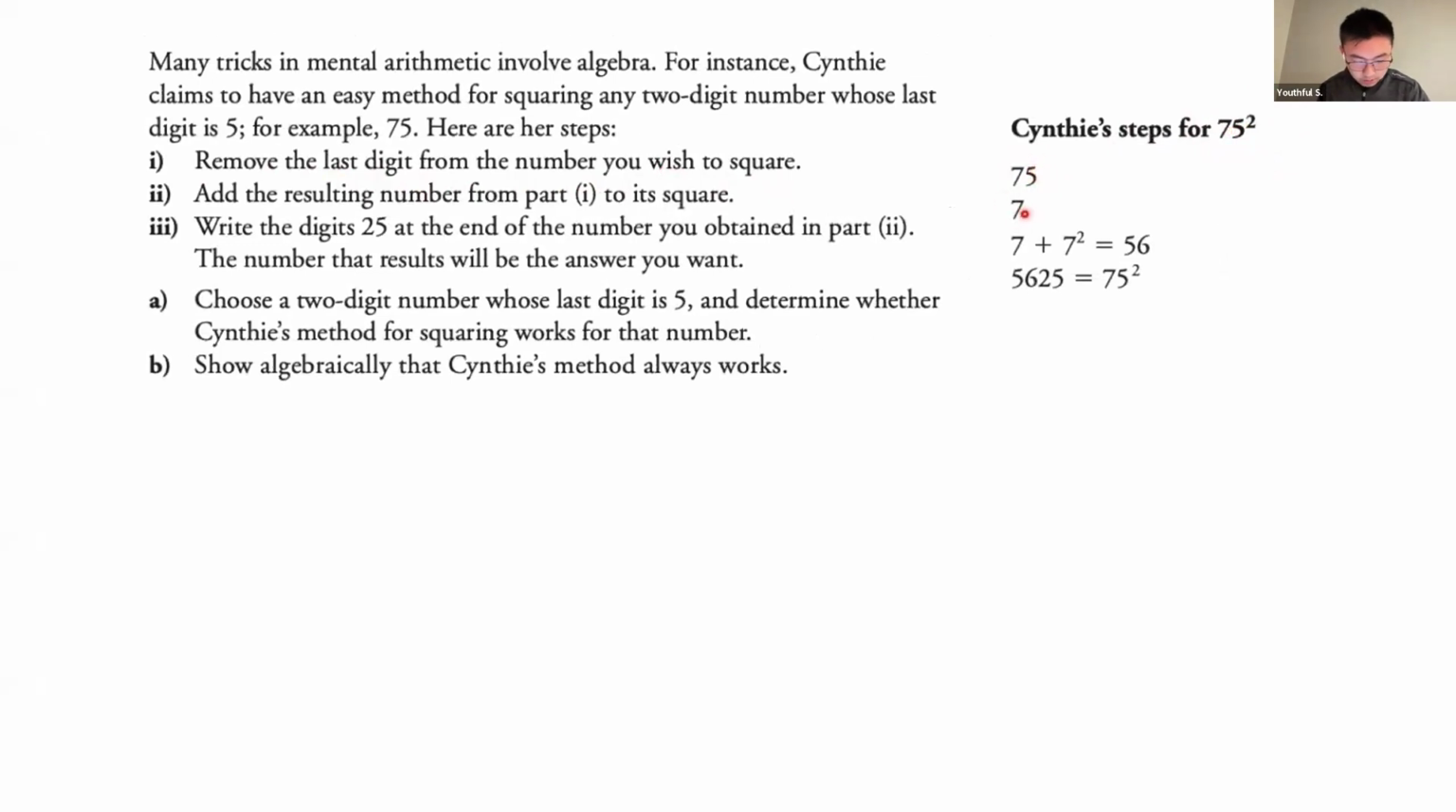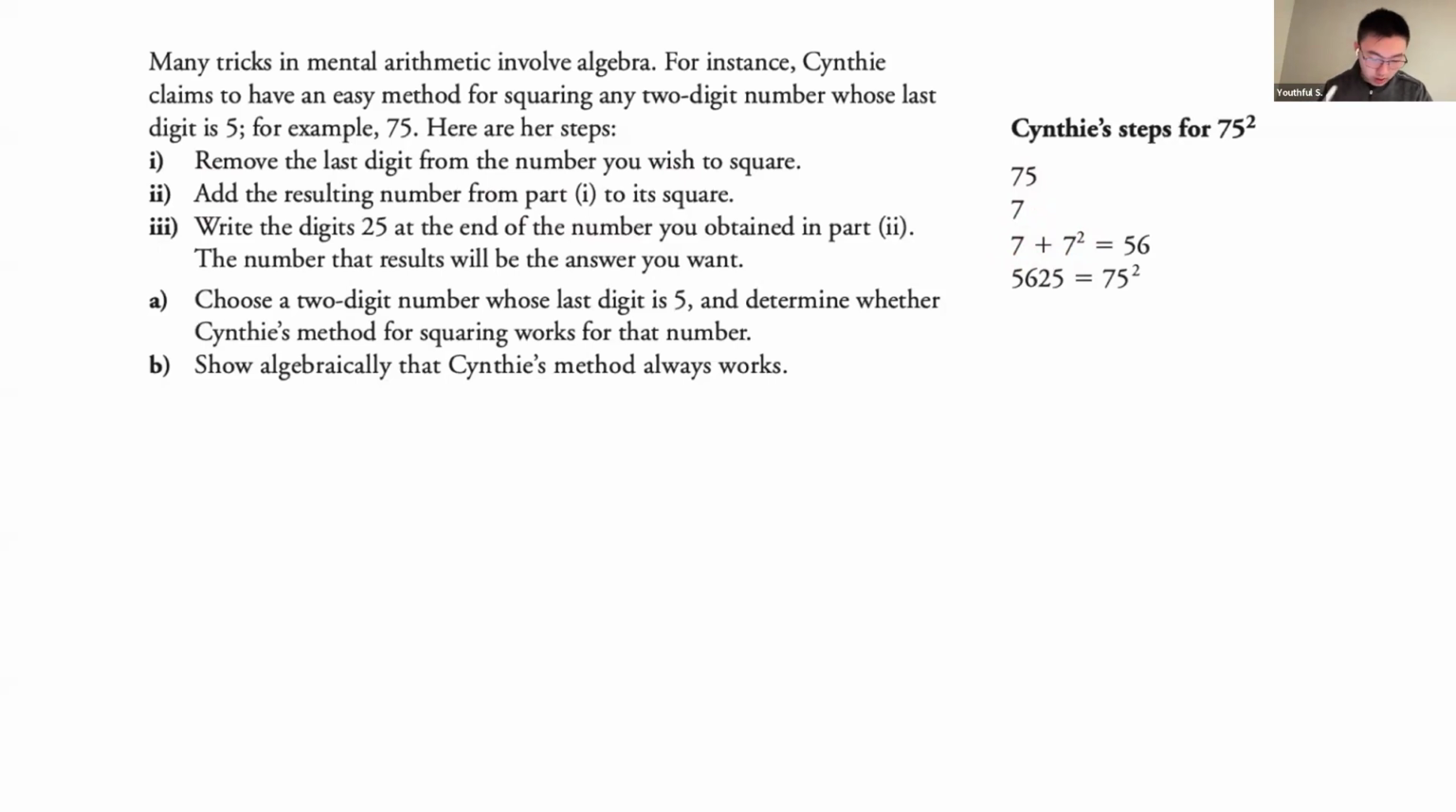So now I'm left with 7. Step 2 is to add the resulting number from part 1 to its square. So it just means take the resulting number, which is 7, and then add it to its square, which is 7 squared. So 7 plus 7 squared, which is a lot easier to do, which is 56.